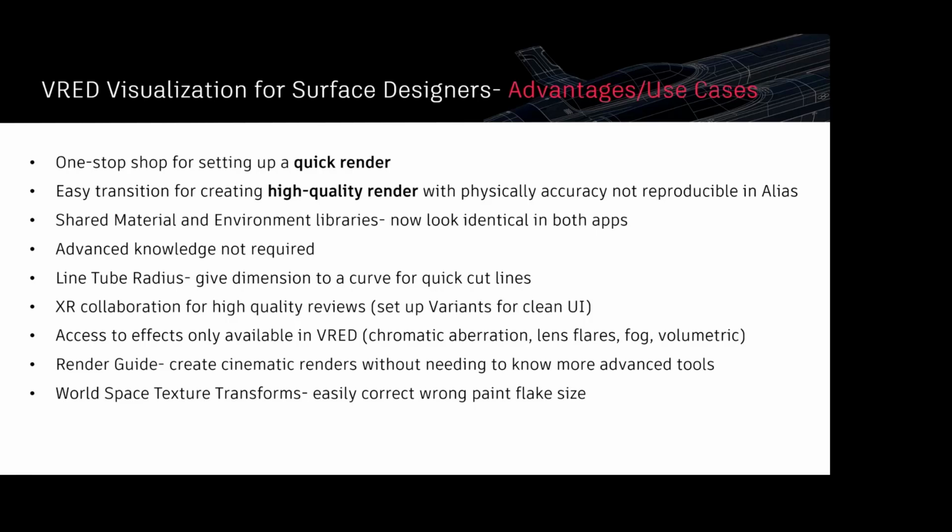And then there's an improvement with the world space texture transforms. Before, if you had a material with paint flake, for example, assigned to a surface and then you rescaled that surface, it didn't scale with it. So you might have gigantic paint flakes. Like if you brought something in and scaled it up, now it should be more consistent with the scaling.